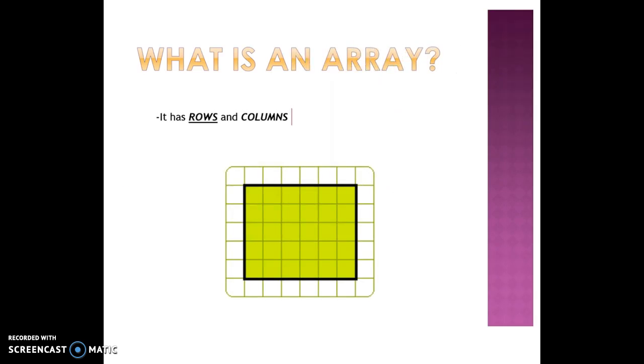So what is an array? An array has both rows and columns, and we have to know that a row goes from left to right, and we need to see there's 1, 2, 3, 4, 5, 6. There are 6 squares in the first row. That means that the rest of the rows have to have 6 squares as well, and they do. And if we look at the columns, it has 1, 2, 3, 4, 5. That means if this column has 5, the rest of the columns in the array have to have 5 squares as well. So an array has both rows and columns.